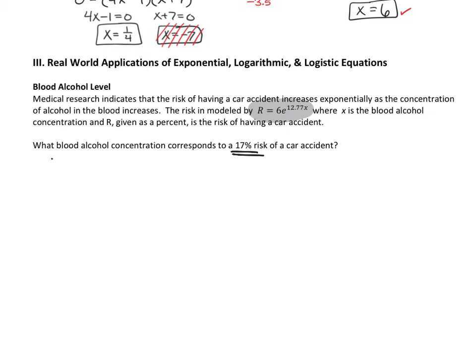Okay, so let's fill in what we know to this equation. We know that the risk is going to be 17%. It's given as a percent. You don't have to change it to a decimal. Equal to 6 times e to the 12.77x power. We want to solve for that x, which means we are solving an exponential equation. If we think back to the steps we did last class, we need to isolate this exponential expression, which means what do I need to divide both sides by?